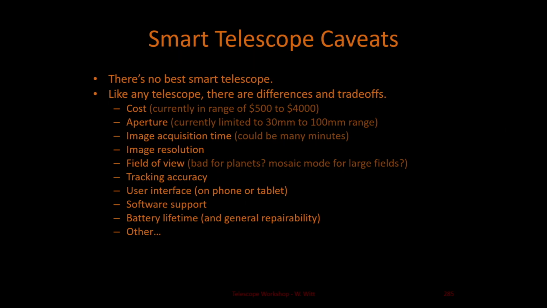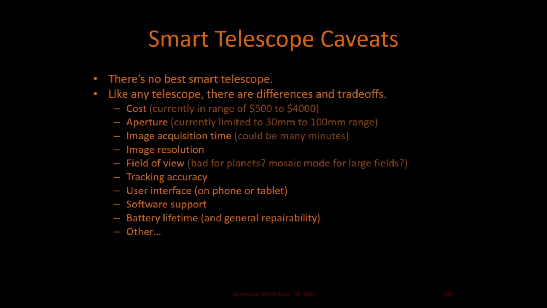So, smart telescope caveats. Like any telescope, there's no best one. There are a lot of different trade-offs. Cost: $500 will get you a C-star, 4,000 might get you that Celestron 6-inch one. Aperture: the smallest is 30 millimeters, and then there's the 6-inch one, which would be 6 times 25 something. 150. Thank you. Yeah, you got to update that new model.